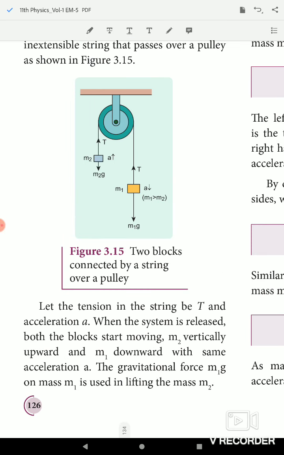When the system is released, both the blocks start moving, one upward and one downward, vertically with the same acceleration. The gravitational force M1g acts on mass M1 and M2g acts on mass M2. The lifting of mass M2 is done by the falling mass M1.